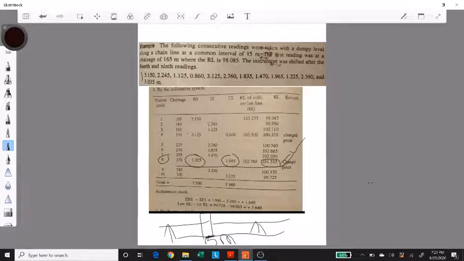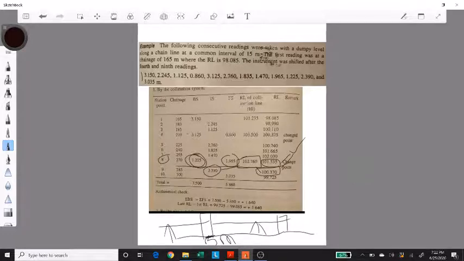Now, to the reduced level of this point, 101.535, we add the backside 1.225, and we get the new height of the instrument, which is 102.760. Now that we have that, we can proceed to the next point. The height of the instrument would remain the same. The intersight is 2.390. So from 102.760, we subtract 2.390 and we get the reduced level of the next point.